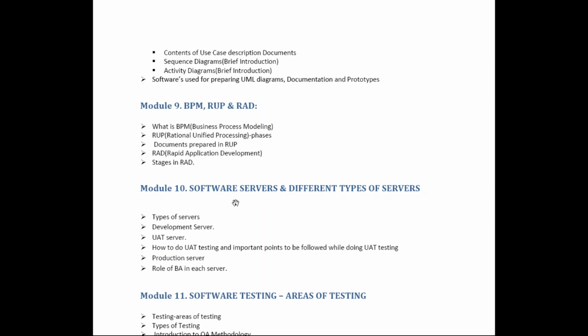In module 10, I am going to explain the software servers and different types of servers. Here we are going to learn about types of servers, what a development server is, what a UAT server is, how to do UAT testing, the important points to be followed while doing UAT testing, what a production server is, and the role of a BA in each server.